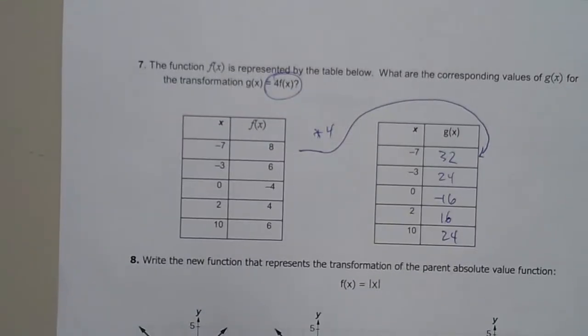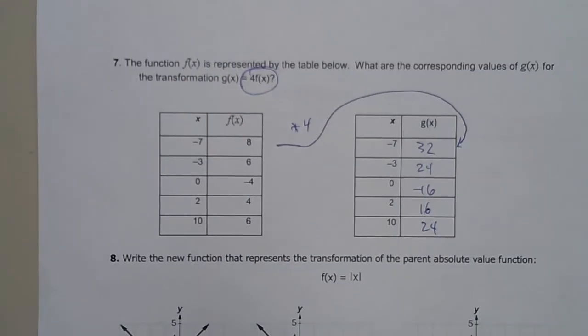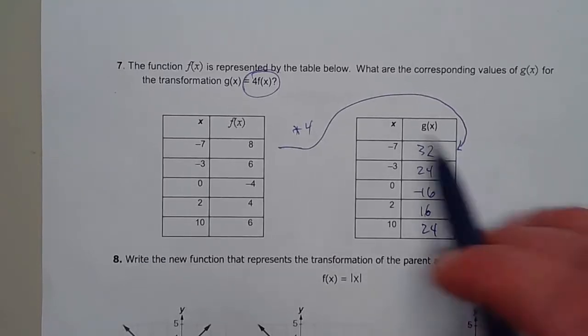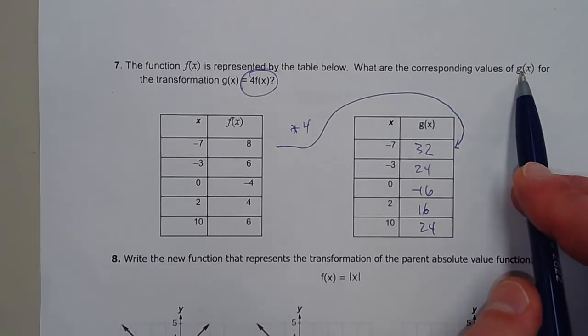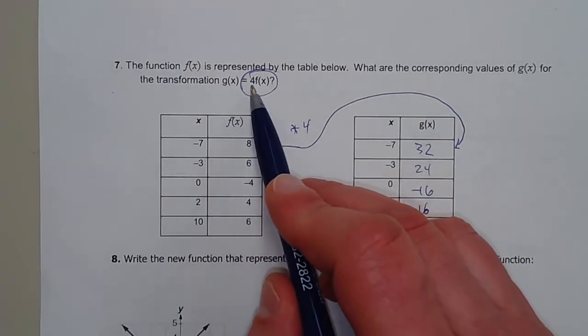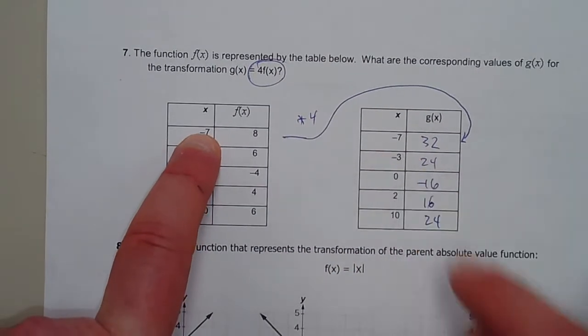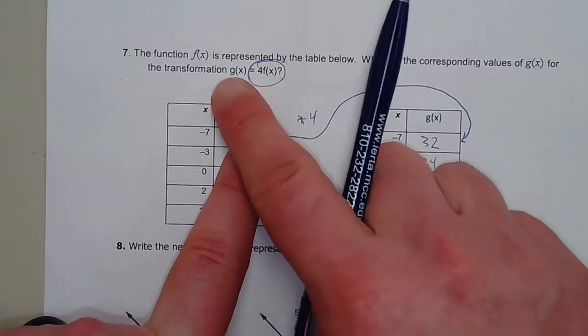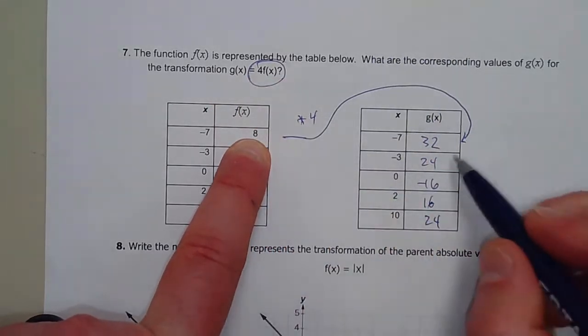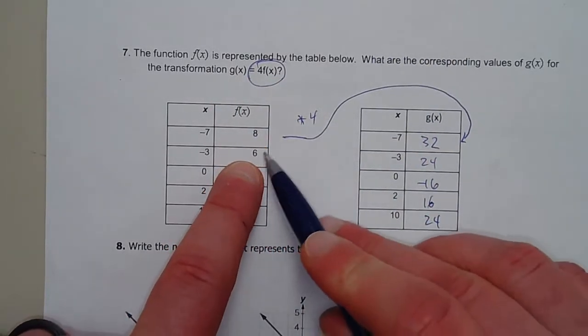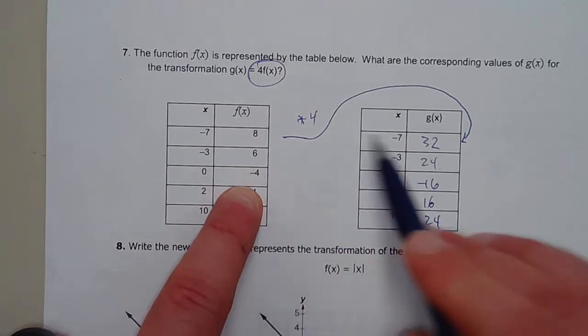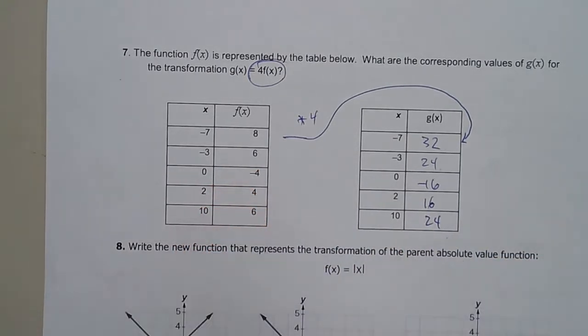Number 7, this one I remember confusing people when we had one like this on the quiz. So it says, fill in this table, and they're telling you that g of x is just taking 4 times f of x. So when you input the same number, when f of x gave you 8, g of x is going to give you 4 times that amount. So it's going to just be 32. And 4 times that amount, 24. 4 times that amount, and so on and so forth.